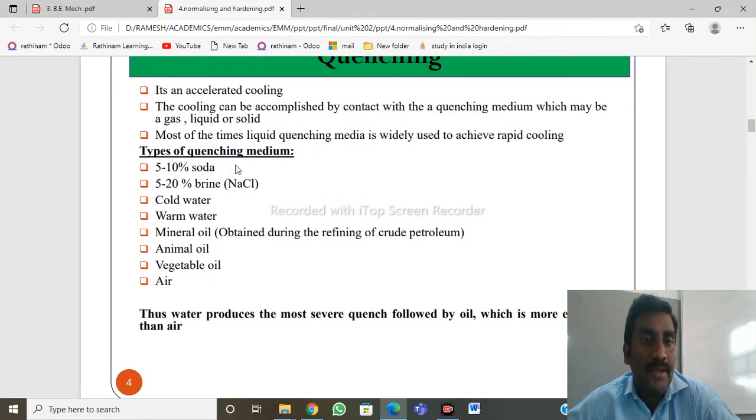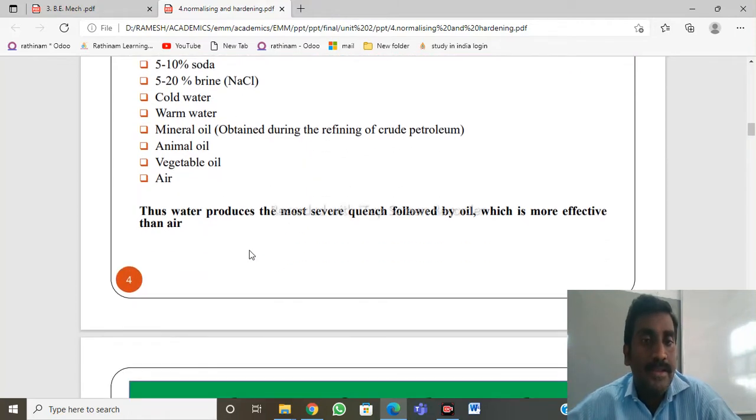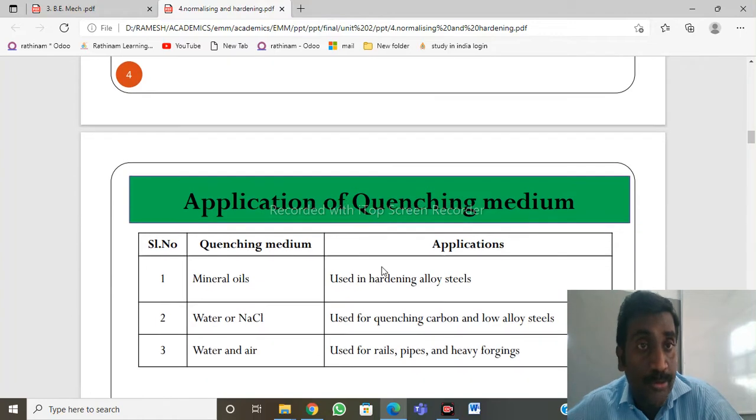So what types of quenching media are available? 5 to 10% soda, 5 to 20% brine like NaCl, cold water, warm water, mineral oil obtained during the refining of crude petroleum, animal oil, vegetable oil, and air. These are all the media for quenching. Water produces the most severe quench, followed by oil, which is more effective than air. Compared with air, oil and water are the two with more quenching capability, and they are more effective too.